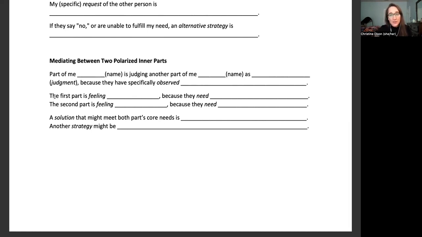Now, just like we did with different people in a conflict, we're going to look at what the first part is feeling and then assess what's the need underneath, need or needs. And then do the same with the second part. What's the second part feeling and what do they need? And then we're going to think of a solution that meets both parts' needs. And then we might think of a different strategy just to practice that muscle of creative problem solving. But in order to be a viable solution, it has to meet both parts' needs.